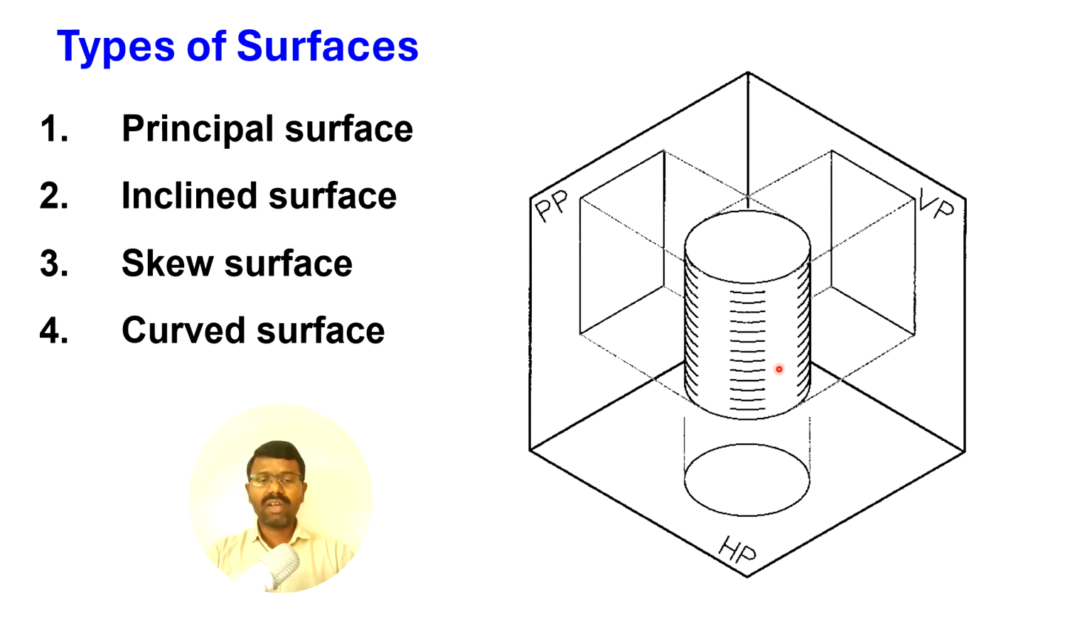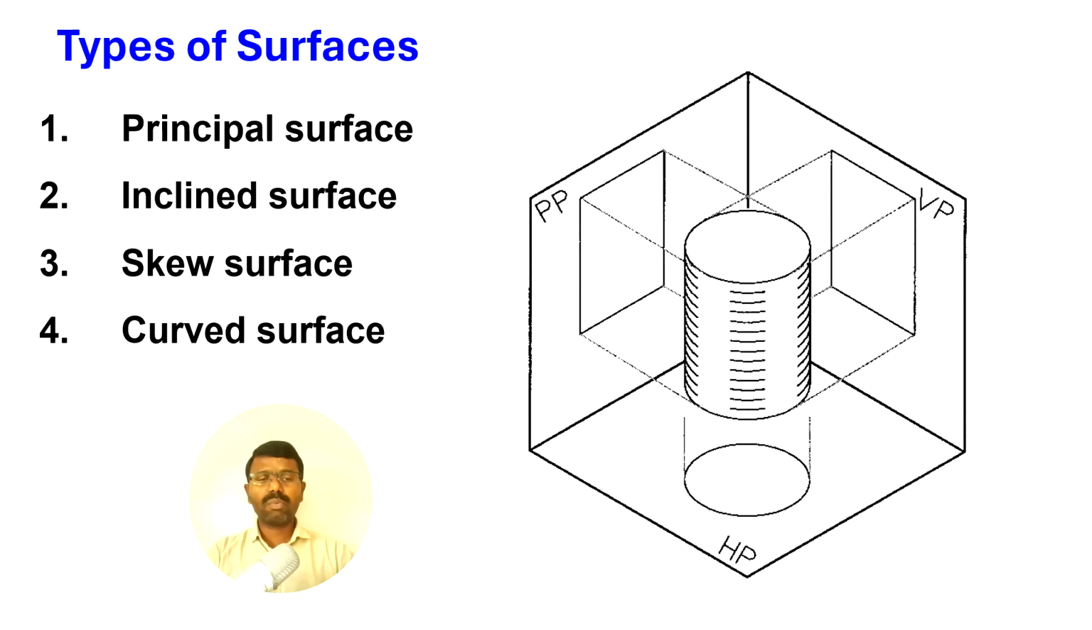The curved surface boundaries we will be deciding, and then we will be drawing the projections of this curved surface. So likewise we need to identify the principal surface, then we need to draw the principal surface first, and then we need to go to the curved surface and hidden lines.